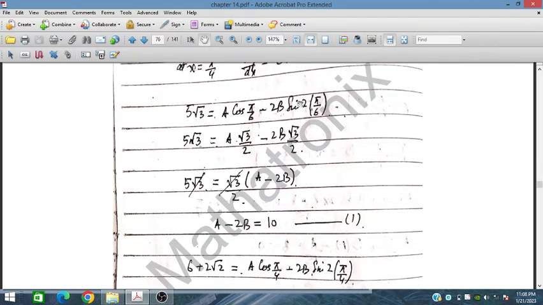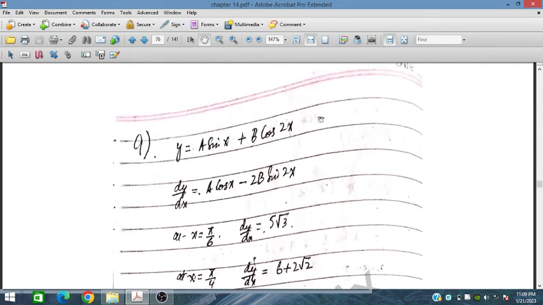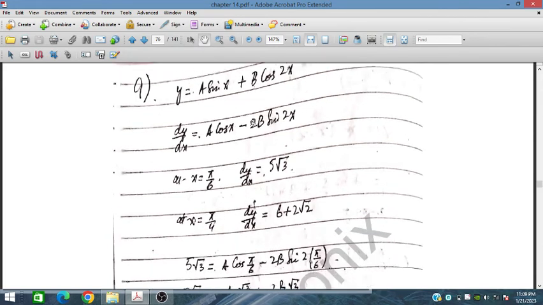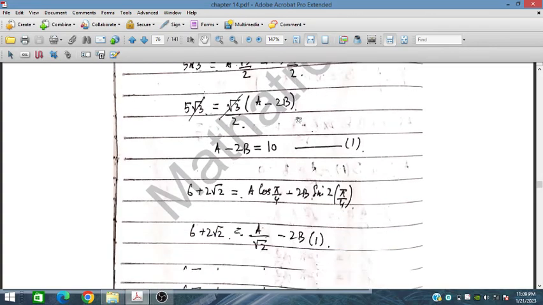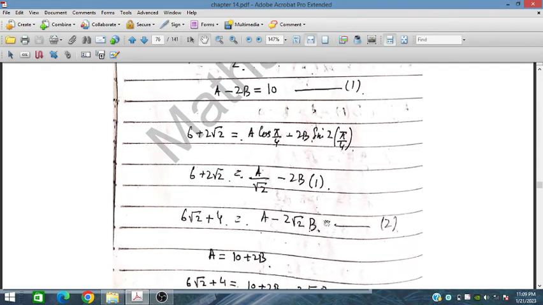So with this pi by 3, sin pi by 3 is under root 3 upon 2, cos pi by 6 is under root 3 upon 2. So this 2 will cancel with this one, and we have this under root 3 on this. We take common and simplify it, and eventually we will have this a minus 2b is equal to 10. So this is equation number 1. Similarly, for this equation, we will place pi by 4 here, pi by 4 here, and with this pi by 4 we will have this value, and we will eventually have this equation.